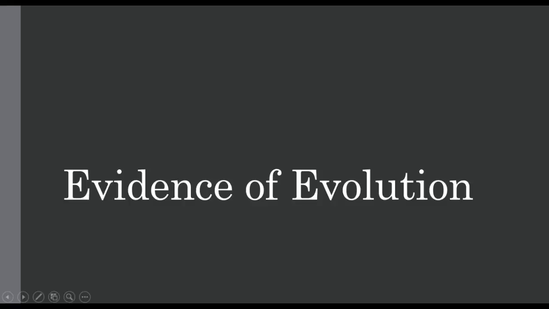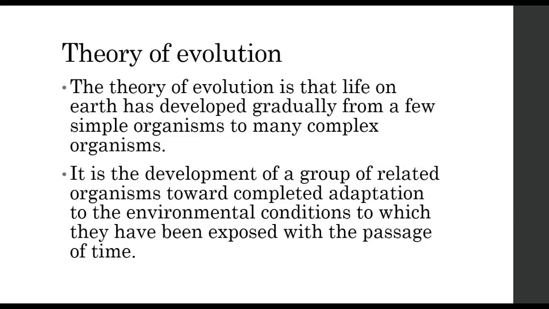Evidence of evolution. Theory of evolution. The theory of evolution is that life on Earth has developed gradually from a few simple organisms to many complex organisms. It is the development of a group of related organisms towards completed adaptation to the environmental conditions to which they have been exposed with the passage of time.